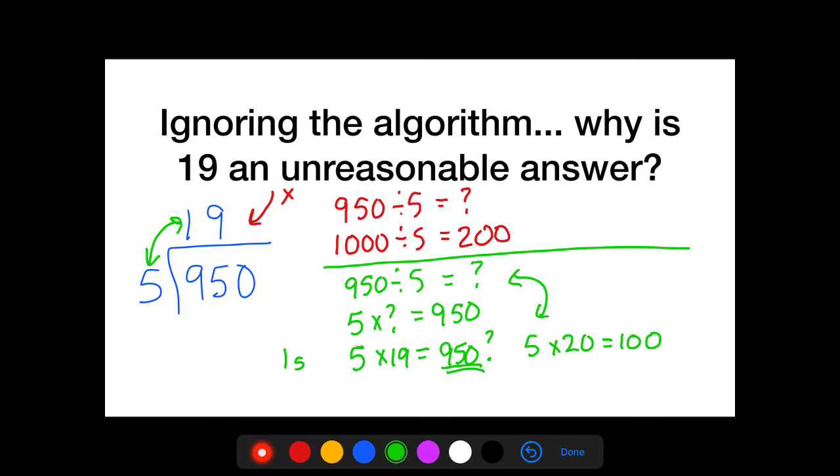Once a student understands, oh, yeah, this answer doesn't make sense, then I would move on to helping them understand the algorithm.